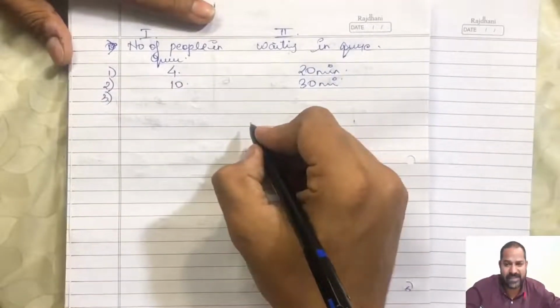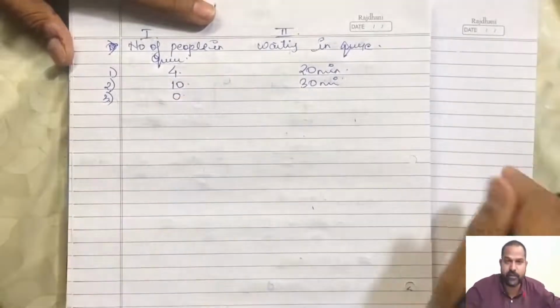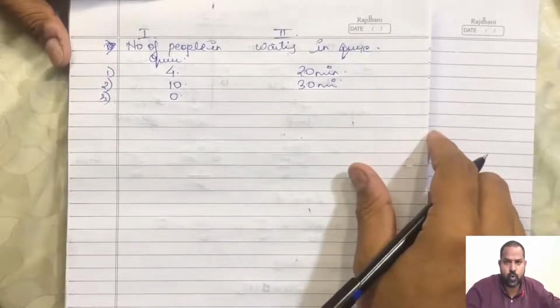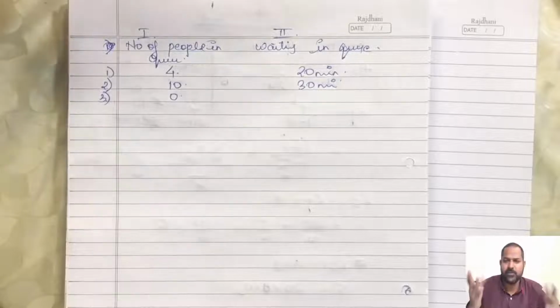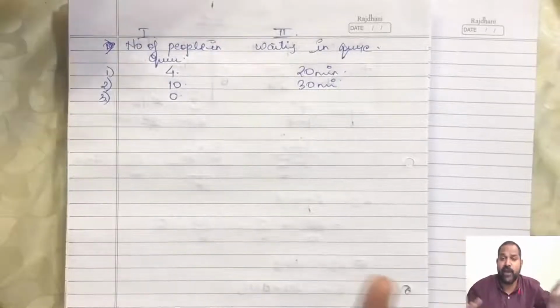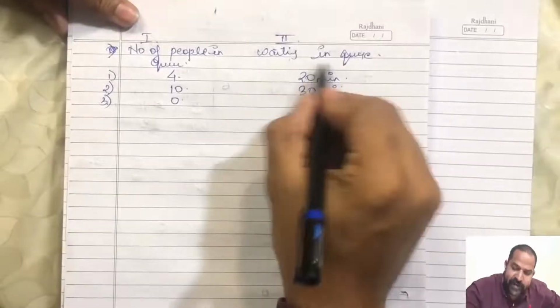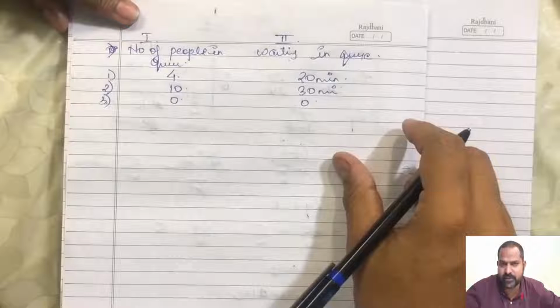Student number 3 said that when I went there, there was nobody in the queue. Okay. So did you wait in the queue? 1 minute. This is stupid. If there's nobody in the queue, why will I wait? I will directly go to the counter, no? So did he wait in the queue? No, there was no queue waiting. So queue waiting was 0 minutes.